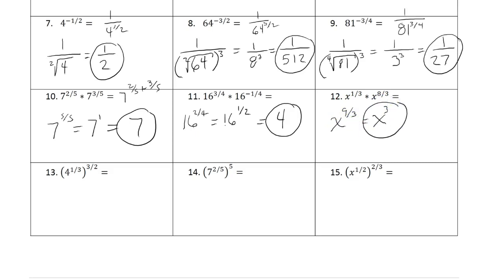In the next example, we use the power of a power rule, which means we multiply the exponents. 1 times 3 is 3, and 3 times 2 is 6, so we get 4 to the 3/6 power. 4 to the 3/6 power equals 4 to the 1/2 power, or 2.